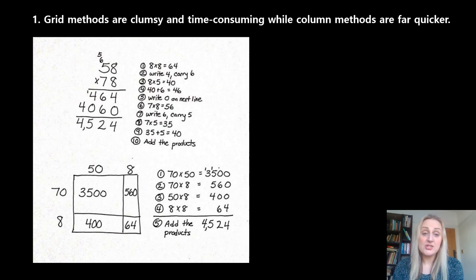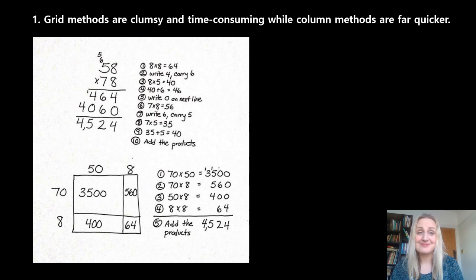Looking at this, I'd be surprised, because the column method for the same problem has double the number of steps. There's all this fiddly carrying or exchanging or whatever you want to call it. There are all these little bits to do, and it actually ends up being 10 steps as opposed to 5. It doesn't take long to draw the grid out at all, probably a millisecond more than writing out the multiplication in a column. So I'm quite surprised that anyone would think that it's far quicker. The words "far quicker" really surprise me. It may be marginally quicker, but who cares?